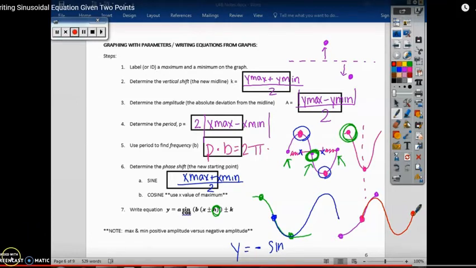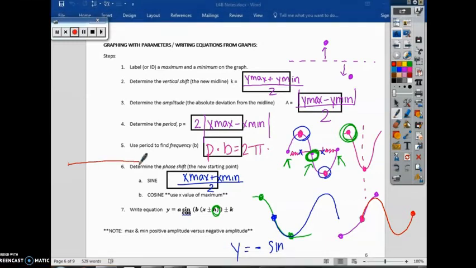Like if you're given, I don't know, 1, 1, and then you might be given 3, 4. Well, your minimum is going to come first, so then you can start with a positive amplitude at time. So that's what I mean by just a quick little sketch. It doesn't have to be anything pretty.